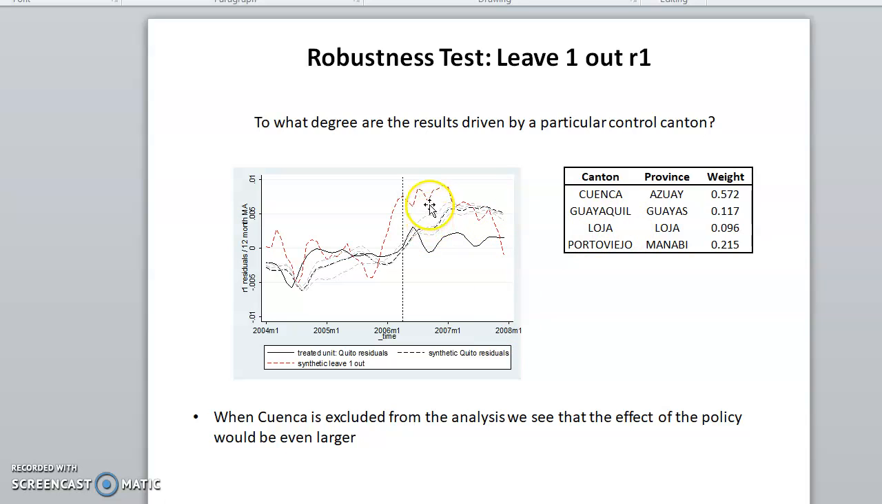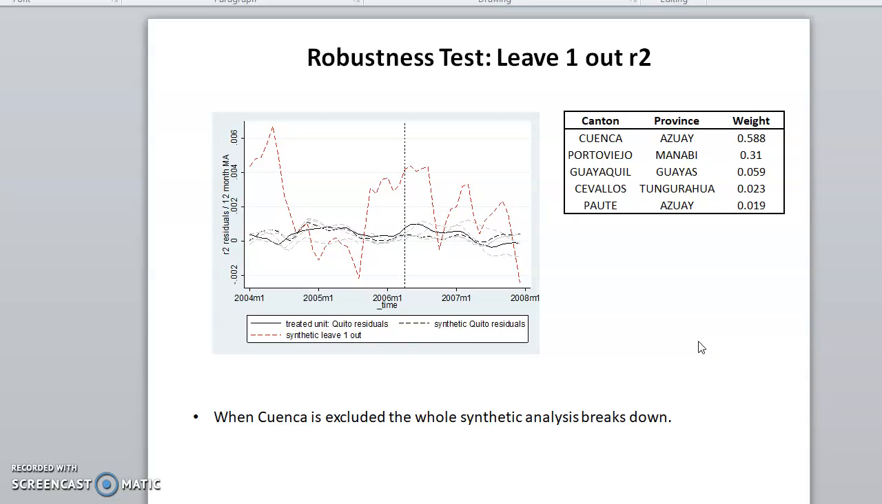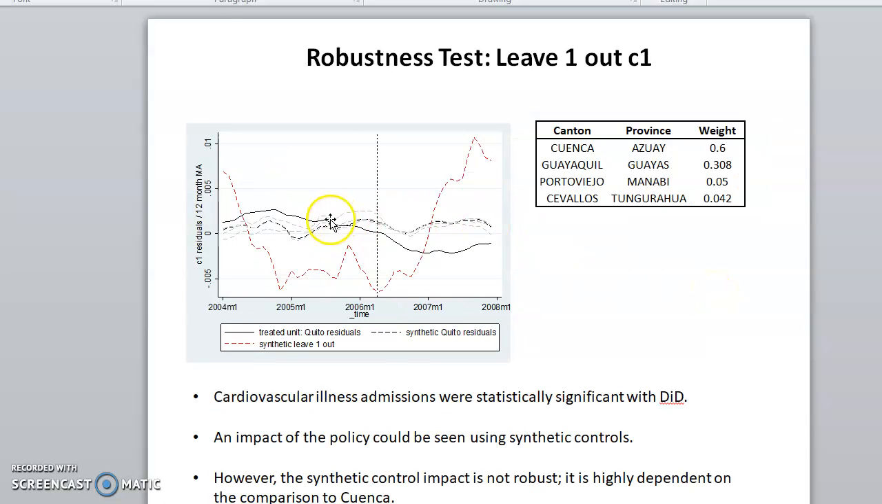What I'm finding is that there is a dependency on Cuenca. The relationship really changes here when I take Cuenca out. But the change just means that, if anything, I'm underestimating the effect. I'm not overestimating it, because it becomes larger when I take Cuenca out. So that's a pretty good result for acute respiratory illness. But for R2, and surprisingly for C1, cardiovascular illness, the relationship completely breaks down when I take Cuenca out.